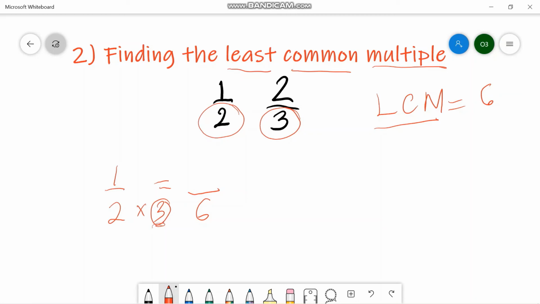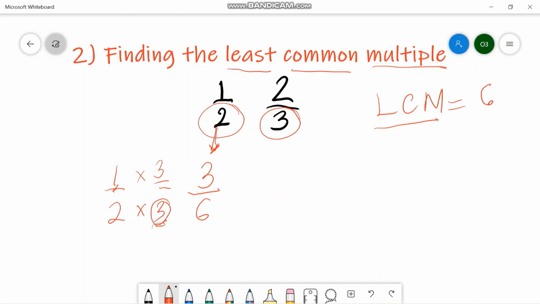The number that you multiplied to the denominator, you're going to multiply it with your numerator, okay? So 2 times 3 is 6. Then let's put 3 here also. 1 times 3 is 3. So 1/2 is equal to 3/6.